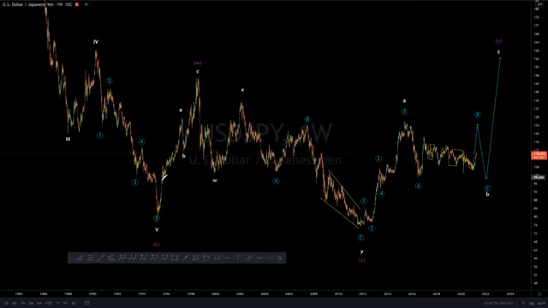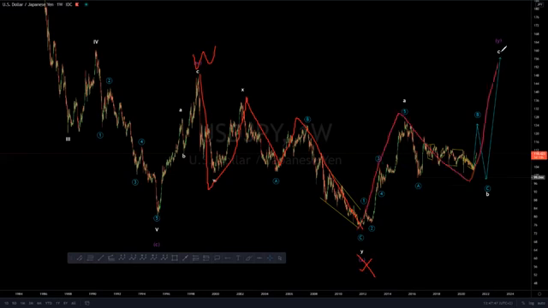So we have this three wave to the upside, which is our W here, and we are looking at this three wave to the downside, which is our W and X, and we are looking at this here as three waves ABC to complete that Y, which completed that X there in purple. And now we are looking for this move to the upside. It should be in three waves to complete that Y there, right? So that is what is currently happening on the weekly time frame.